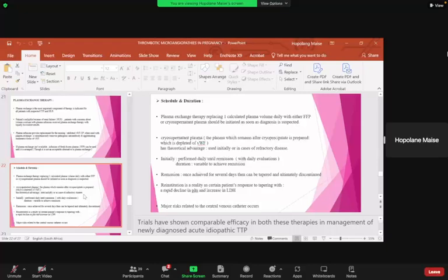Initially, we give this plasma exchange therapy daily with daily evaluations of the biochemical parameters. The duration of therapy is variable until we achieve remission itself. Once remission is achieved, plasma exchange therapy can be tapered and ultimately discontinued. Reinstitution is a reality, as certain patients respond to tapering with a rapid decline in platelets and increase in LDH again. The major risk related to plasma exchange therapy itself is central venous catheter insertion alone.